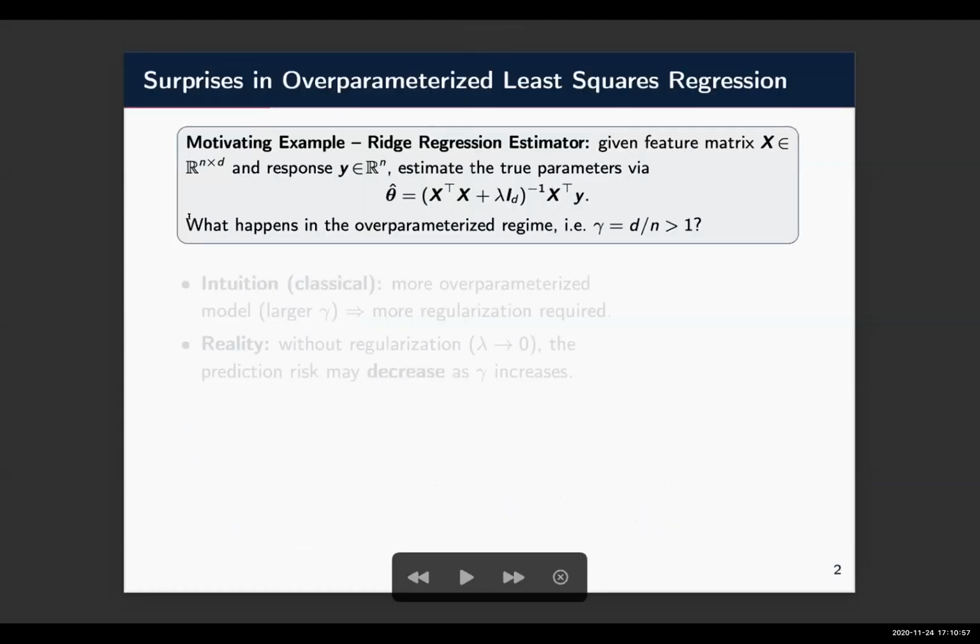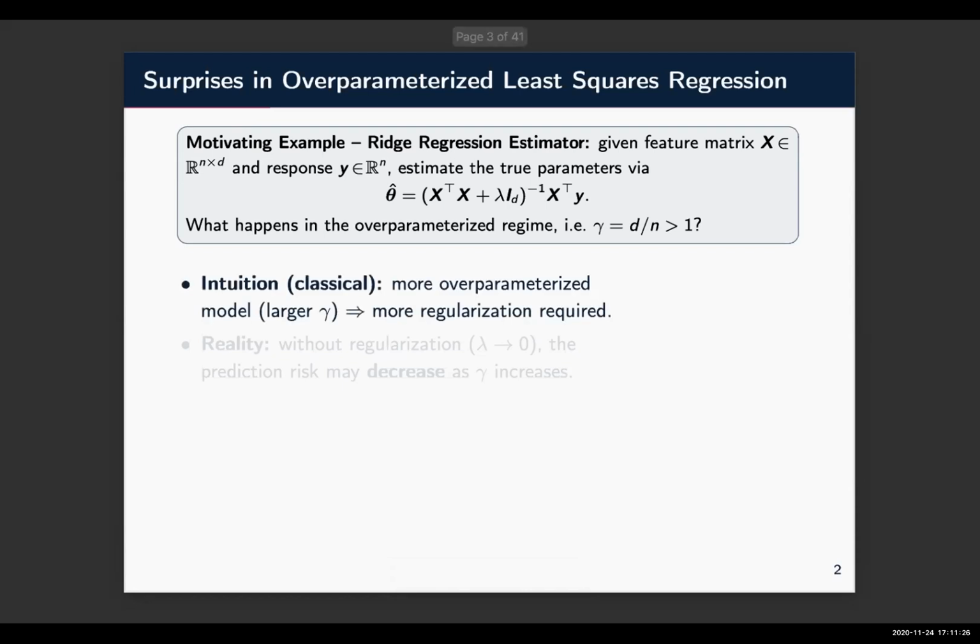So we're going to look at regression with the squared loss, and I'll motivate things a bit using ridge regression. Here we have n training points and d input features, so the number of parameters to be estimated is also d. We want to understand properties of the ridge regression estimator in the overparameterized regime. So we define a constant gamma, the ratio between the number of parameters and the number of training points, and we let this constant be larger than 1. So there are more parameters than training samples.